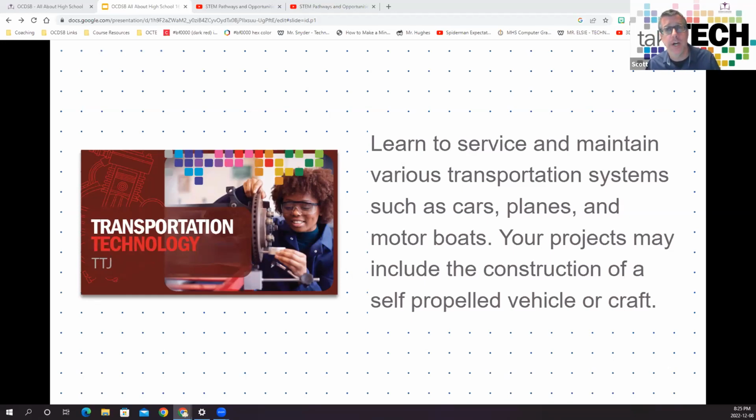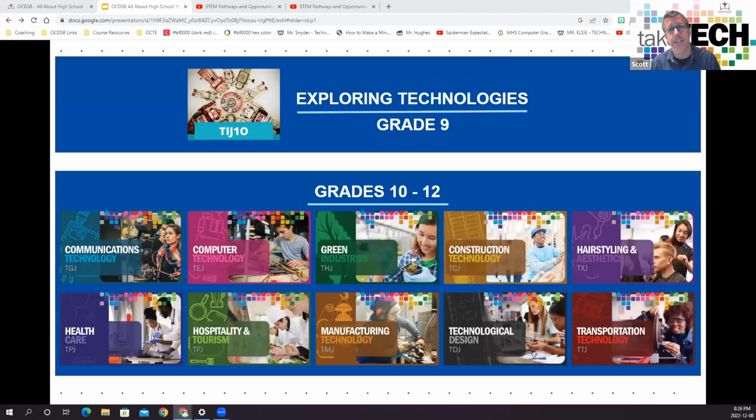So if you're sitting here and you've got a student that's in grade 8 that is investigating their options for grade 9, you might be thinking, well, how does this help them? They have to wait till grade 10 to take this? No, they can take the TIJ 10, which is the Exploring Technologies course. This is how it fits in.